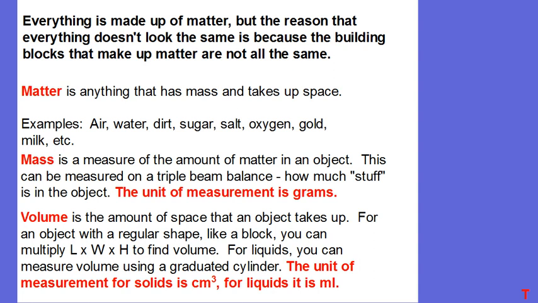Volume is the amount of space that an object takes up. For an object with a regular shape like a block or a cube, you can simply multiply length times width times height to find the volume. For liquids, you can measure their volume using a graduated cylinder. For irregularly shaped solids, you put them in a graduated cylinder and see how much water they displace to find the volume. The unit for solids is centimeters cubed, because if you multiply centimeters times centimeters times centimeters, you get centimeters cubed. For liquids, we use milliliters. One milliliter is 1/1000th of a liter.